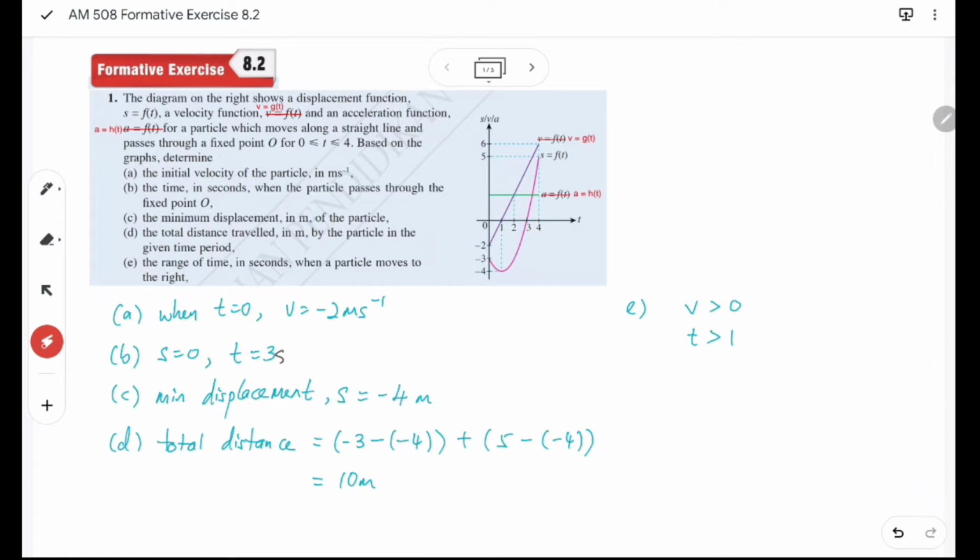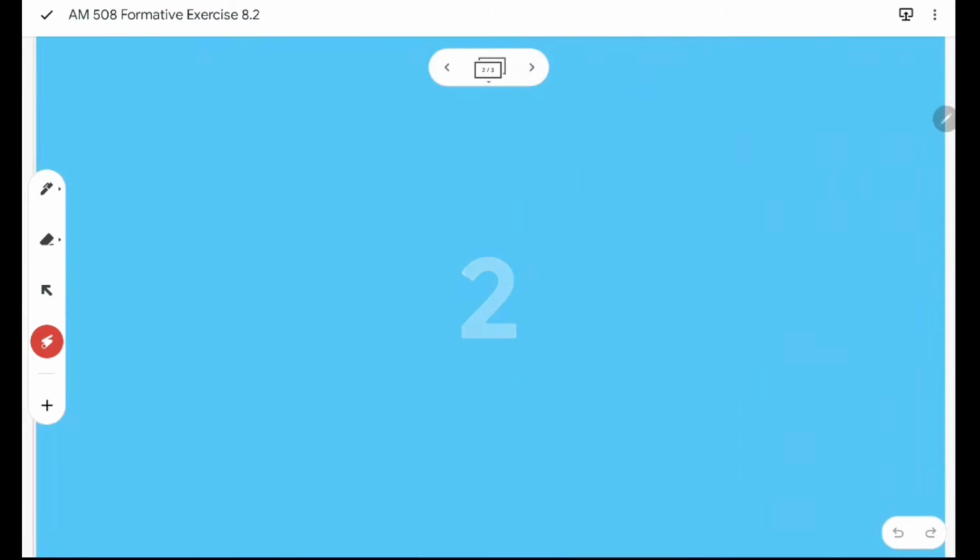(e) The range of time in seconds when the particle moves to the right. When the particle moves to the right, v is greater than 0. So v greater than 0 refers to the v graph. When it's greater than 0, we want only the positive part, which is from 1 to 4. So when t is greater than 1, this is only a linear graph, therefore we can just write t greater than 1. Alright.